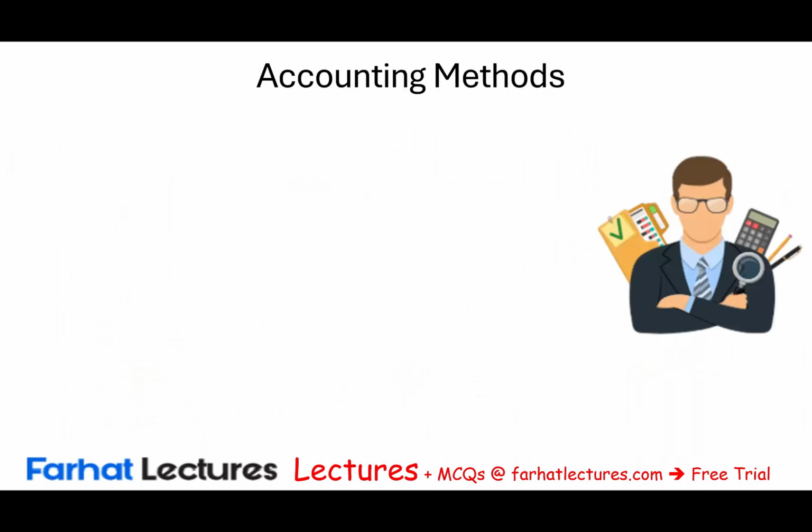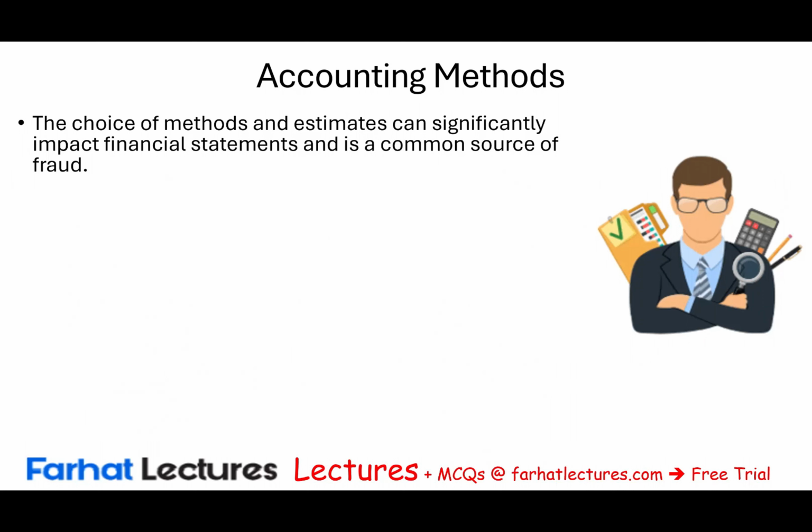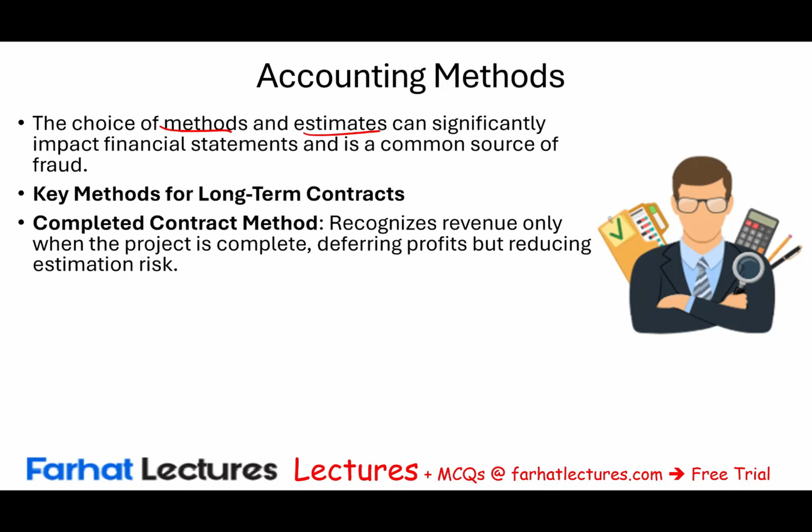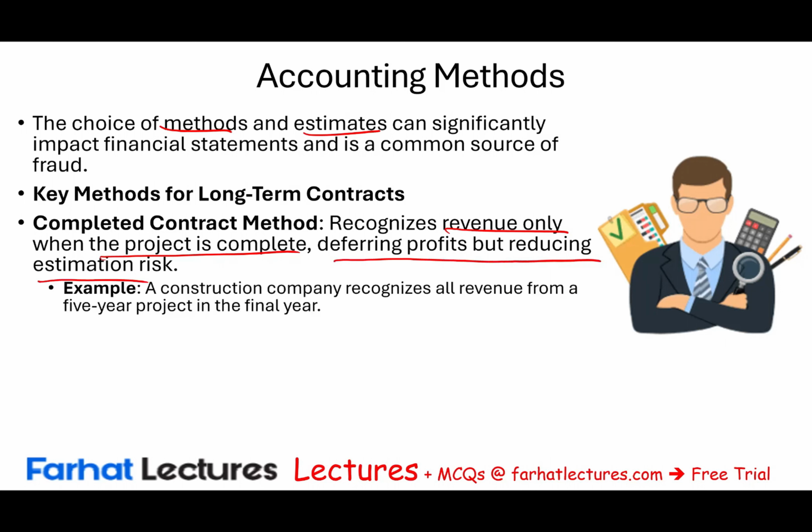Accounting method. It's not only the estimate, the accounting method itself, you can choose one method over the other. The choice of methods and estimate can significantly impact financial statement and is a common source of fraud for that matter, because you could use different method to massage the numbers, to window dress the numbers. For example, completed contract method to recognize revenue only when the project is complete. This way you defer profit but reduce estimation risk.